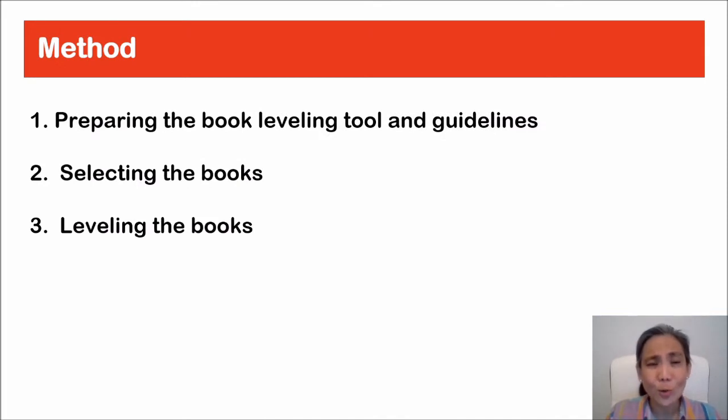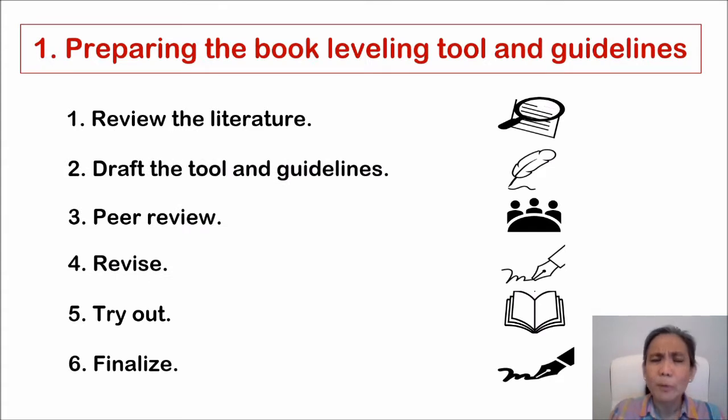To answer those questions, there was a need to 1. Prepare the book leveling tool and guidelines, 2. To select the books, and of course 3. To actually level the books. Preparing the book leveling tool and guidelines entailed 6 steps: the review of the literature, the drafting of the tool and guidelines, peer review, revision, tryout, and finalization.